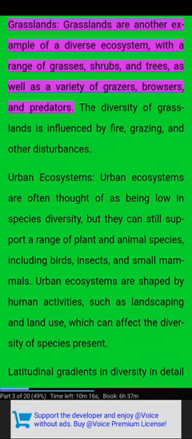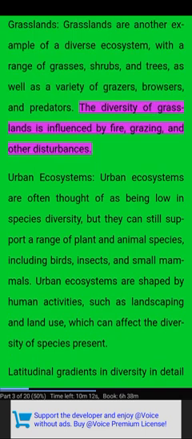Grasslands. Grasslands are another example of a diverse ecosystem, with a range of grasses, shrubs, and trees, as well as a variety of grazers, browsers, and predators. The diversity of grasslands is influenced by fire, grazing, and other disturbances.